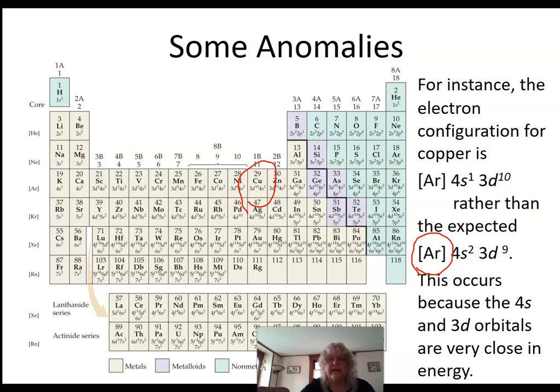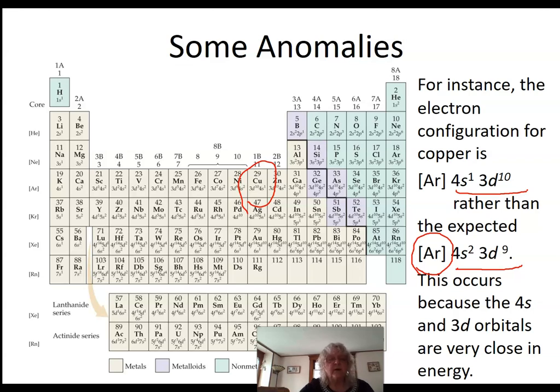So basically what I'm saying when I write those brackets with the Ar is it looks like argon, and then I'm showing what happens after that. So I would want to say it was 4s2, 3d9. But what happens is one of those s electrons pops up into the 3d sublevel so that both sublevels are either half filled or completely filled.